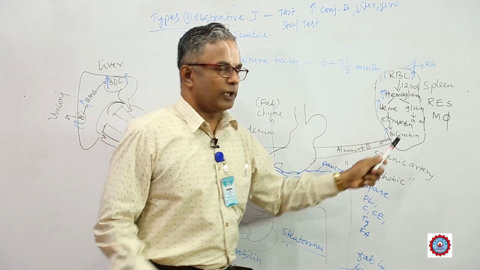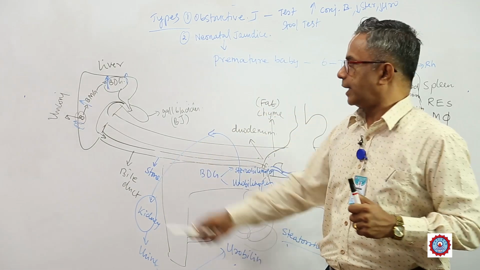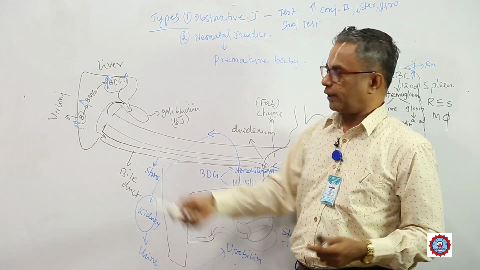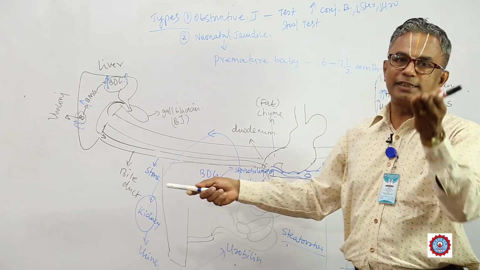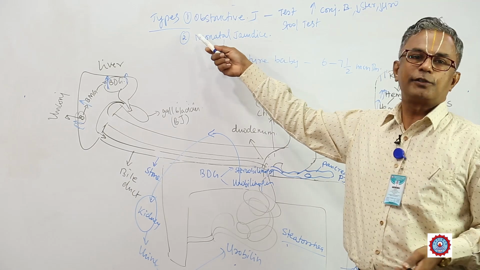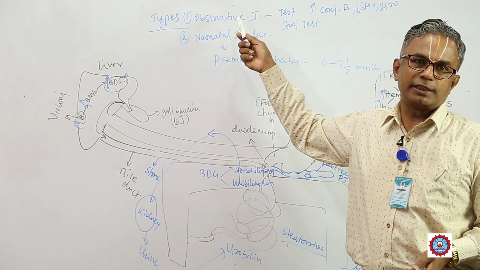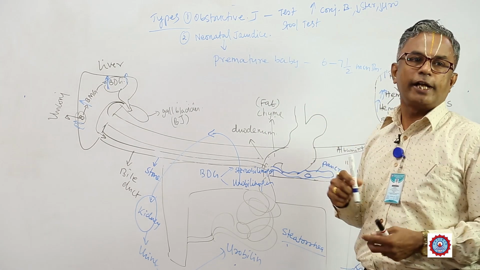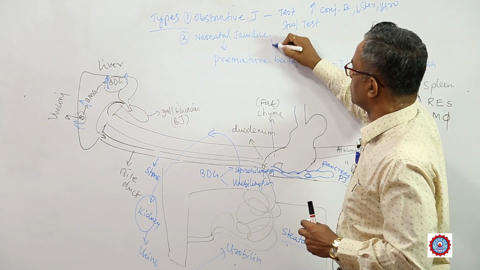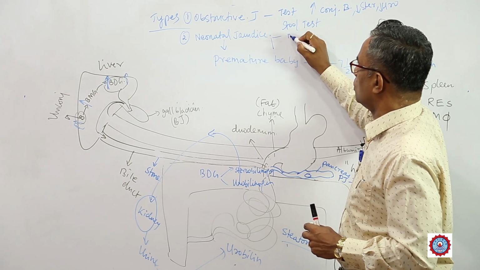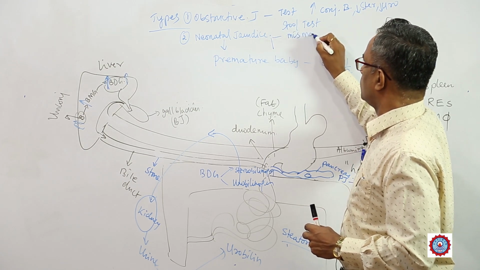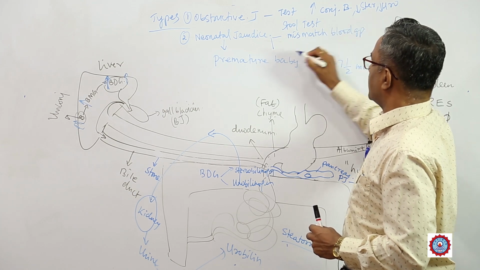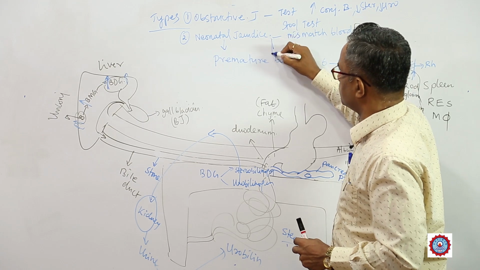Therefore, bilirubin will not be detoxified, the bilirubin level will increase, causing jaundice. That will also lead to the formation of jaundice in just born babies. Due to prematurity, they will also have neonatal jaundice. So, there are 2 types of neonatal jaundice, one arising due to mismatch of blood group, another arising due to premature babies.